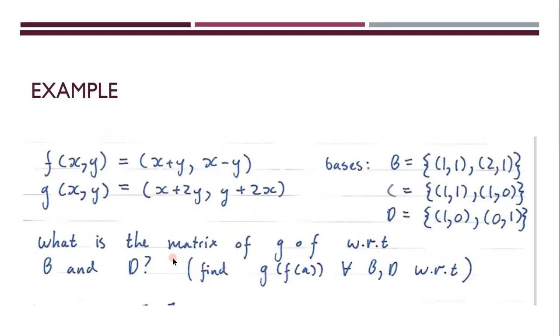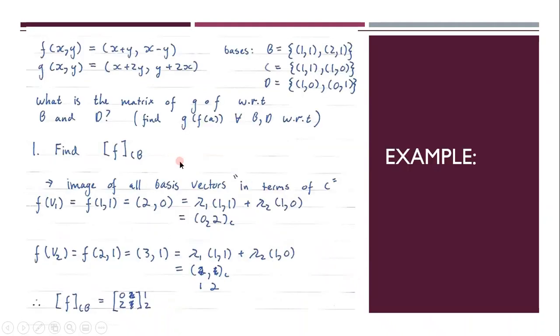Let's do an example. Let's say we've got some f of x, y and g of x, y, and these are our bases. The question is, what is the matrix of g of f with respect to B and D? I don't think the way I've written it is mathematically correct, but essentially what you're trying to do is find a matrix that's in terms of these two bases, but takes into account both of these transformation matrices.